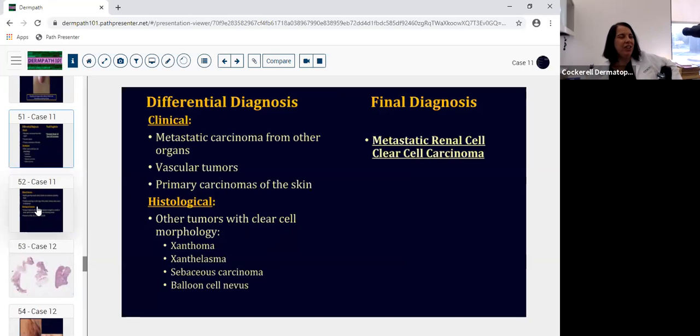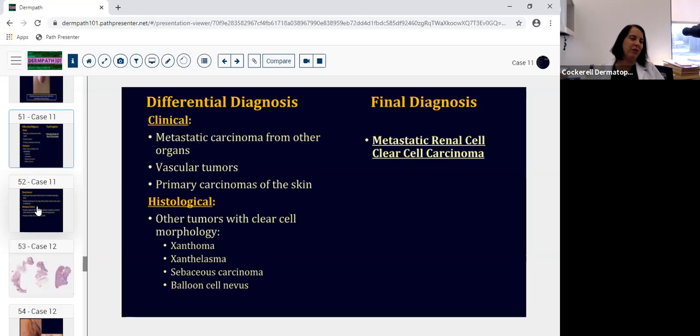Well, you're going to see spindled cells. When it's that nodular, you'll see spindled cells, and you could always do an HHV8. And a primary carcinoma of the skin, well, clinically, yes, you might think it might be a primary carcinoma of the skin, maybe a dermal SCC, I don't know. But it did look kind of bluish.